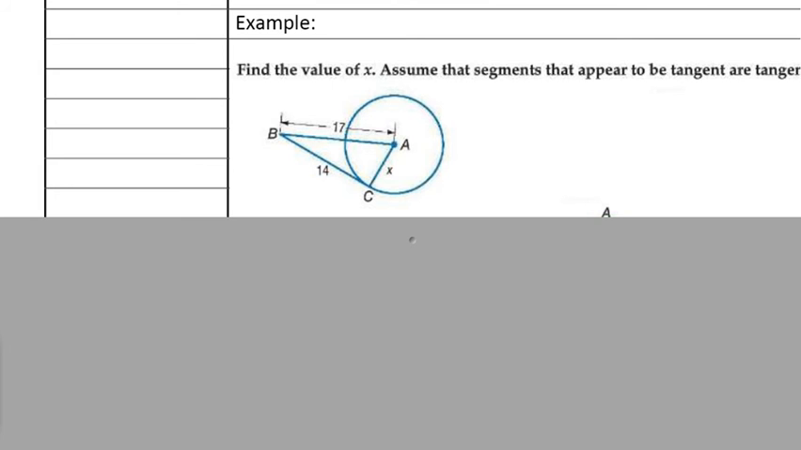Okay, and we're going to do one more example pertaining to a radius and a tangent, and that is actually using Pythagorean theorem. So it says, find the value of x, assume that segments that appear to be tangent are tangent. Let's put a little t here. Sneak that little t in there. So if AC is the radius and BC is tangent to the radius, then we have our right angle here at angle C. So in order to find x, we are using Pythagorean theorem. So c squared equals a squared plus b squared.